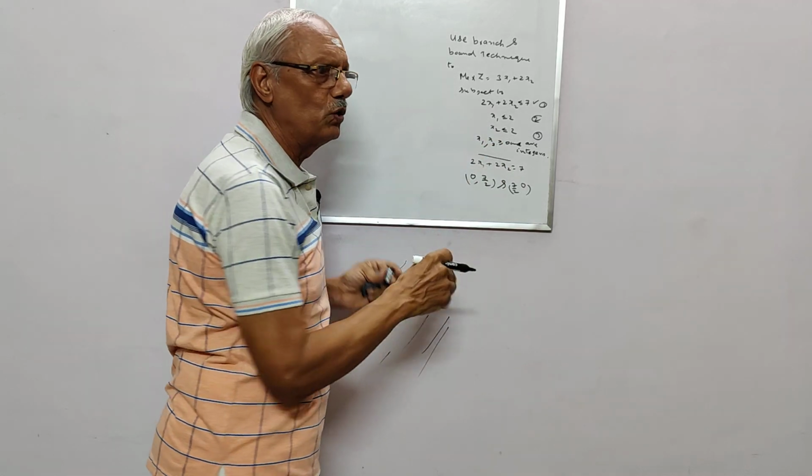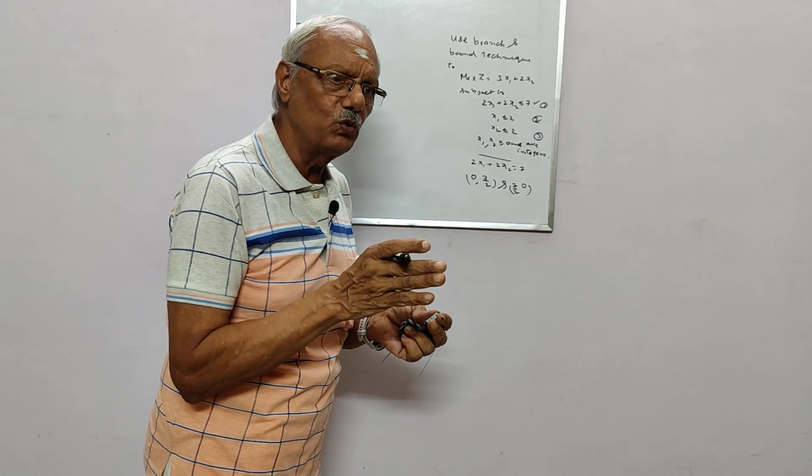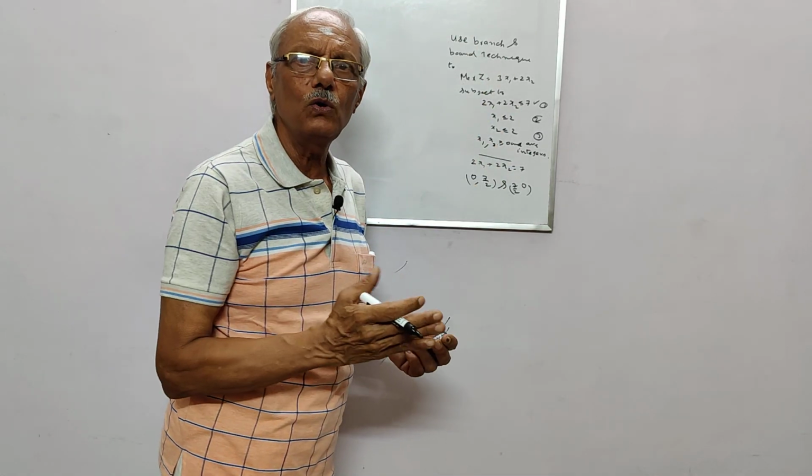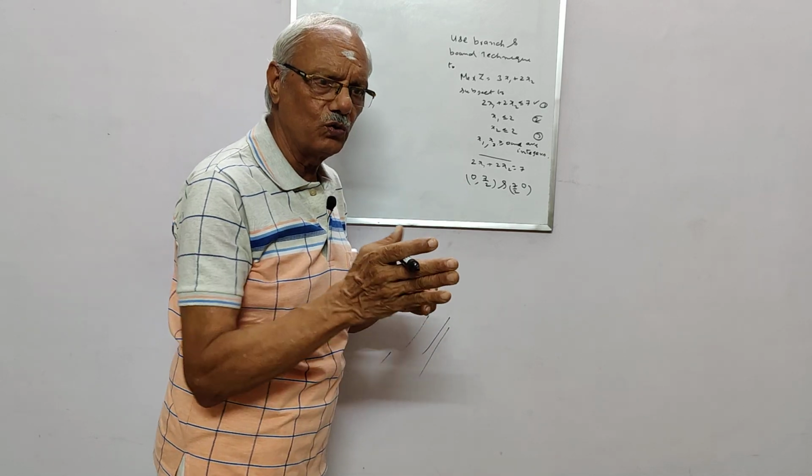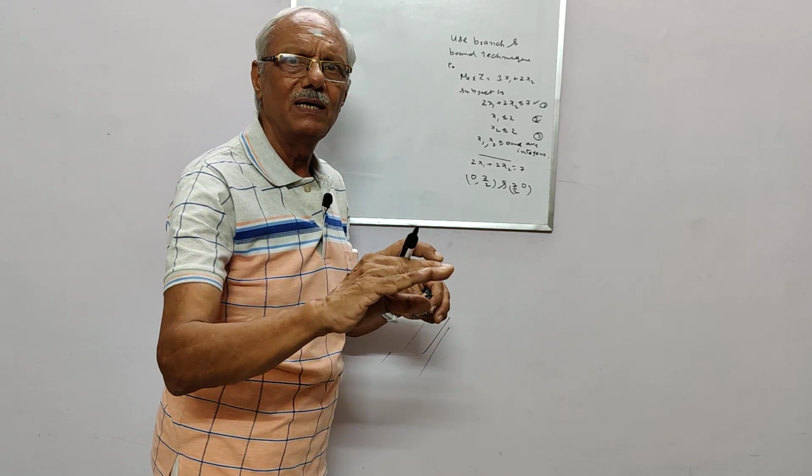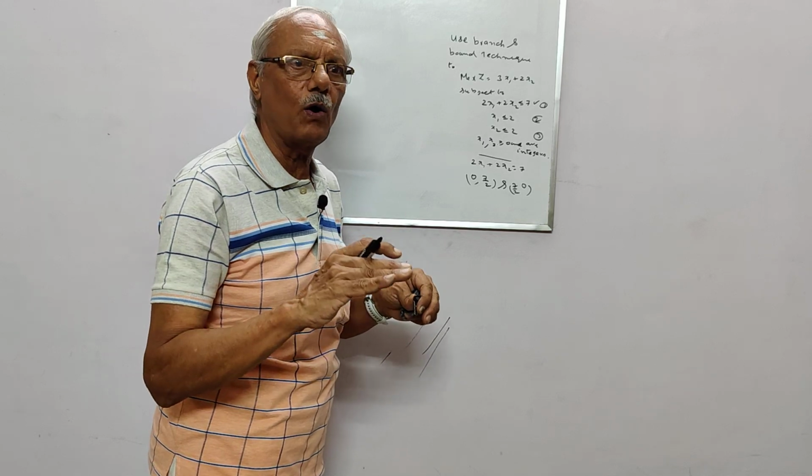Now x1 is equal to 2 is a line parallel to the y-axis. And x2 is equal to 2 is a line parallel to the x-axis. That I will draw and tell you how that is done.